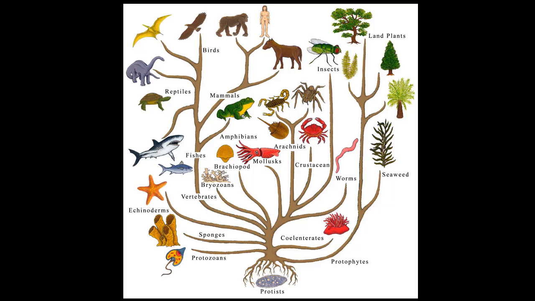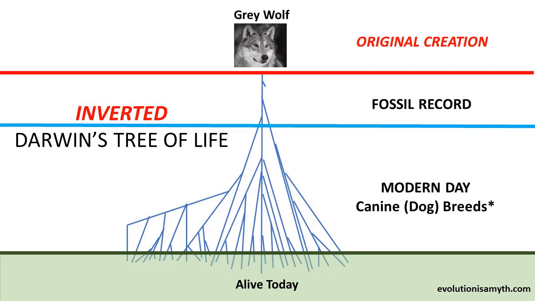Darwin's tree finds at the top branches the most complex organisms. If we're to apply the same logic to what we actually observe in genetics in the dog kind, you'll find that the gray wolf is at the top. And then downward, as you remove and make the genetics more bottlenecked, you get the various breeds that we find today. So this inverts Darwin's tree of life.